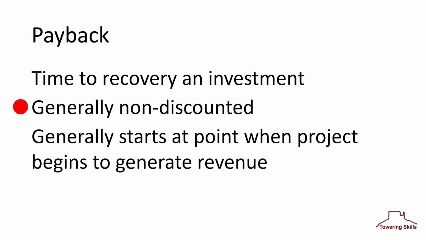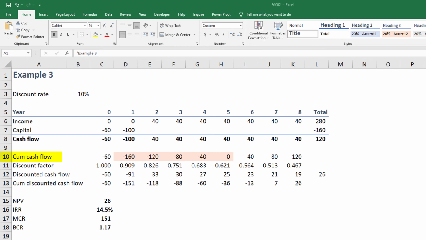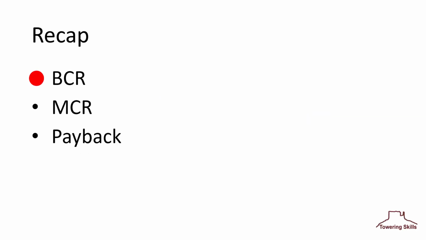The examples accompanying this discussion employ non-discounted cash and track the time from when the project begins generating a positive cash flow. Example 3 on sheet 3, line 10, shows a project that achieves a 5-year payback as measured from time 0, or a 4-year payback as measured from the end of year 1 when the project cash flow turns positive. In this video we discuss the financial analysis tools, benefit-cost ratio, maximum capital at risk, and payback.